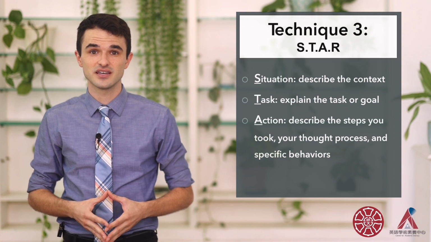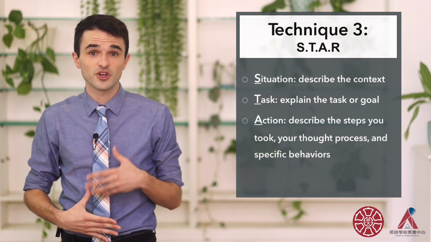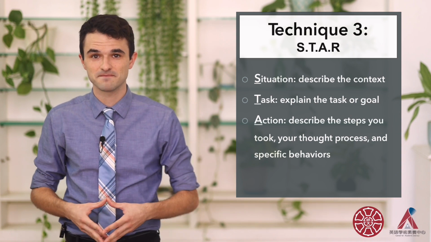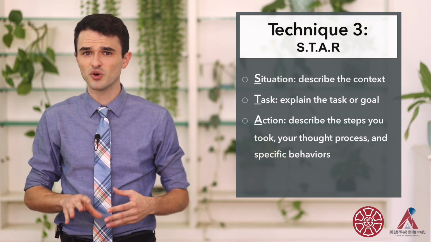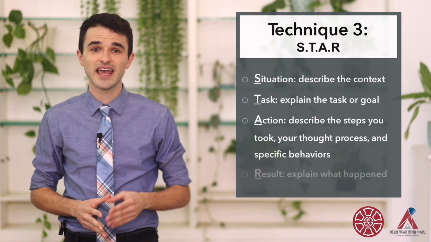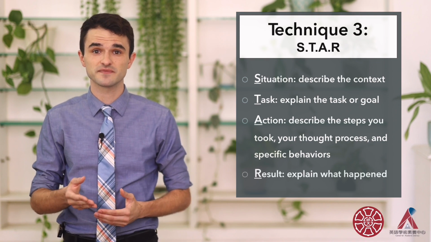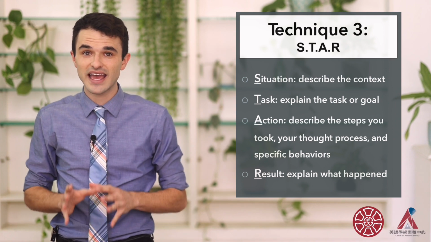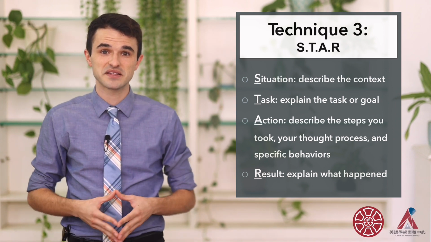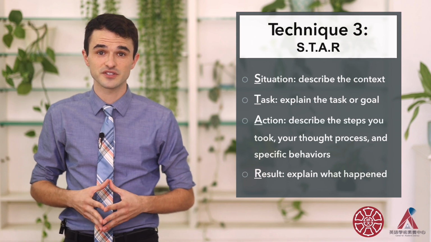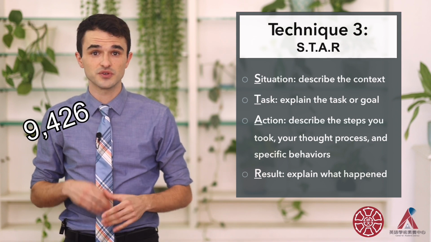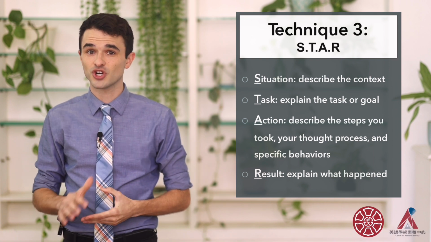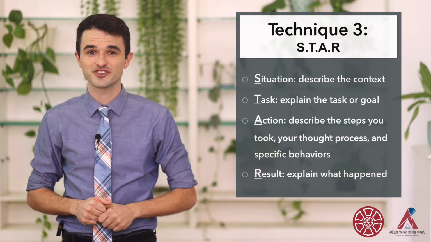A, action. Describe the steps you took, your thought process, and specific behaviors you exhibited. This part should make up the bulk of your response. And lastly, R, result. Explain what happened as a result of your efforts and emphasize any positive impacts or achievements. Quantify your results whenever possible, using numbers, percentages, or specific data. Charts and graphs are encouraged.